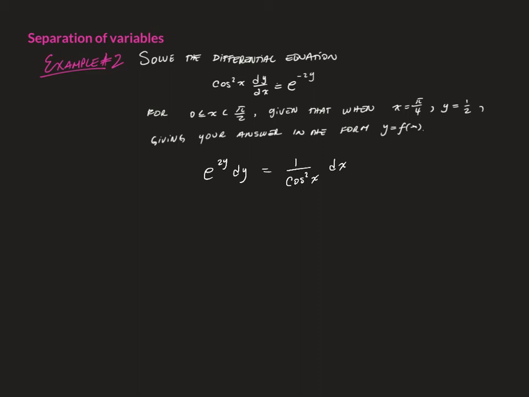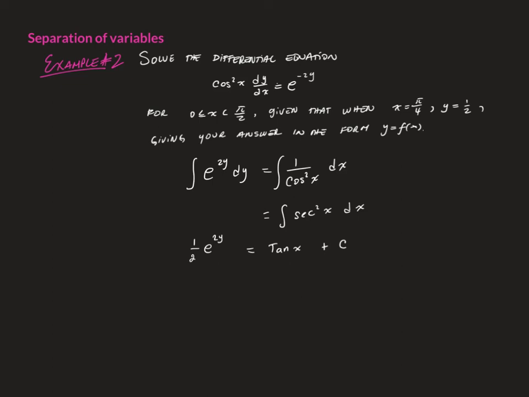And I can do the next step, which would be to integrate. So I'm going to integrate both sides, and I'm going to rewrite the right hand side as secant squared of x dx. The integral on the left hand side is going to be equal to 1 over 2 e to the power of 2y, and the integral on the right hand side is going to be tangent x, and don't forget the plus c because these are indefinite integrals.